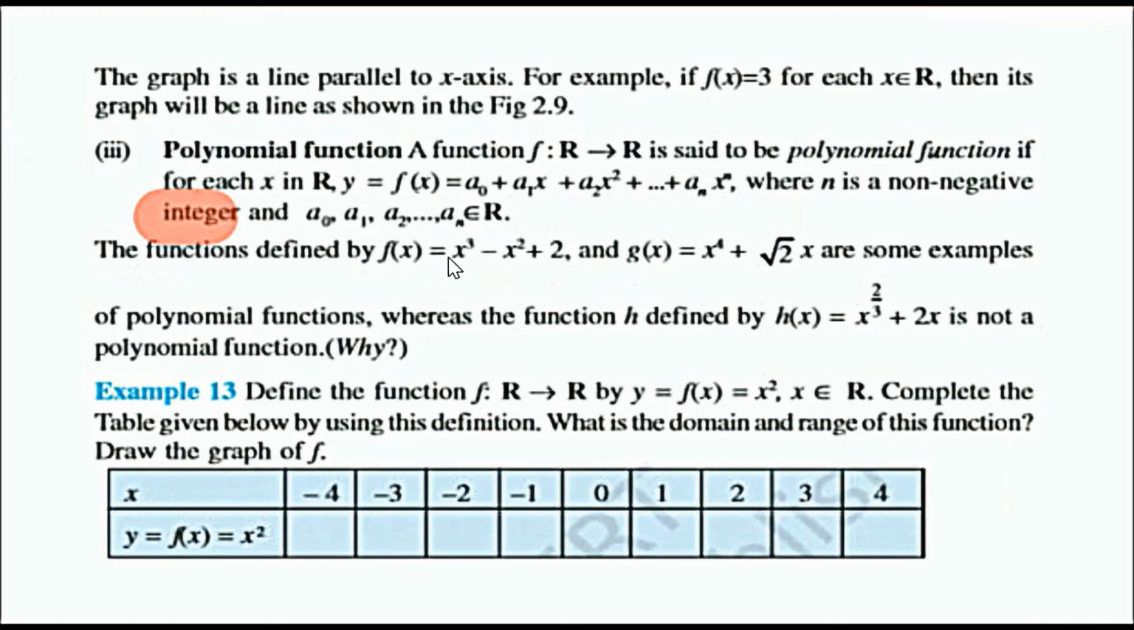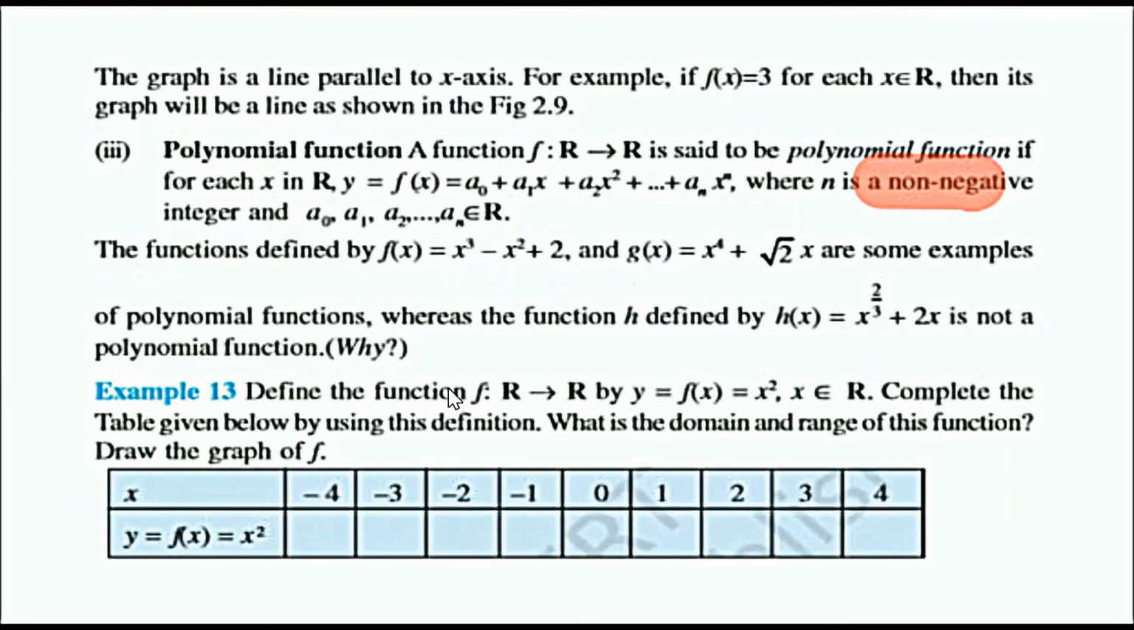So if you say x cube minus x square plus 2, this is a function, correct? x to the power 4 plus root 2 x, it is a function, no problem. But if you say x to the power 2 to the power 3, no, this will not be a polynomial function. Why? Because the power will only take non-negative integers, and this is not an integer. Let us take one more example.